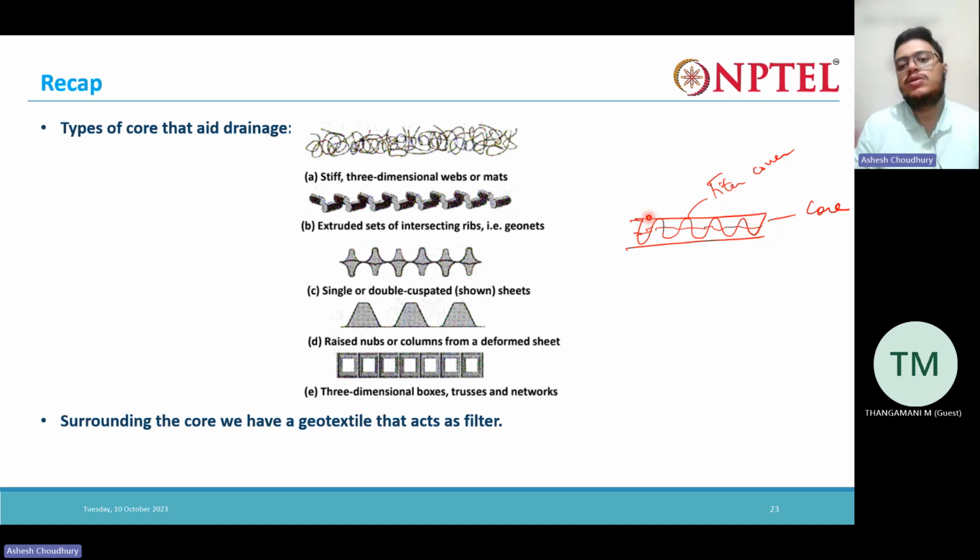Similarly, we can put this outer layer and inside we can have a core. The outer layer will act as a filter, allowing only water to enter and preventing the soil from entering, and the core will carry the water through it. There are many types of core possible: extruded intersecting ribs, that is the geonet, single or double corrugated sheets, three-dimensional boxes. Surrounding the core, we have some geotextile which acts as a filter.